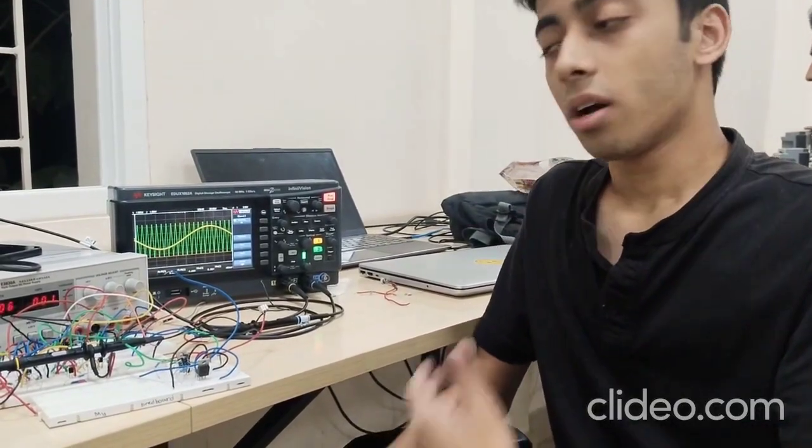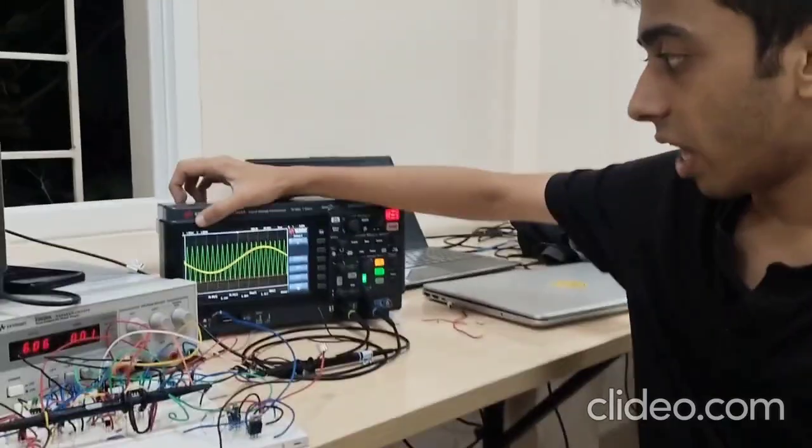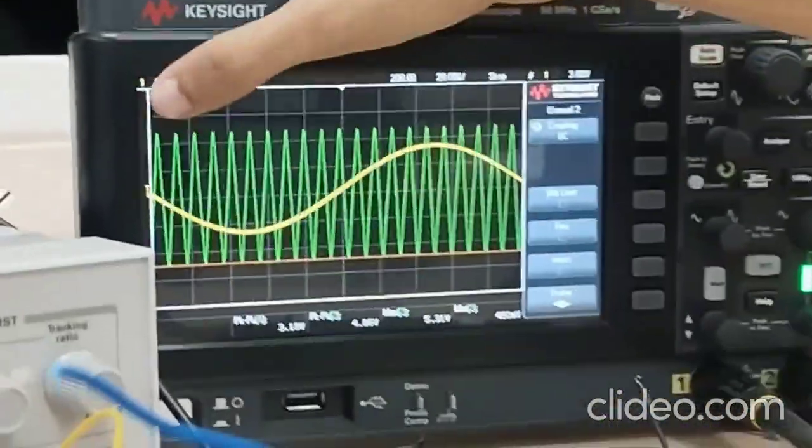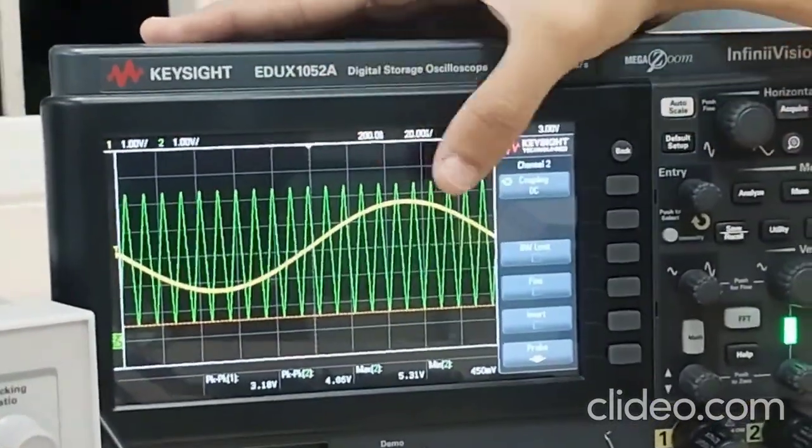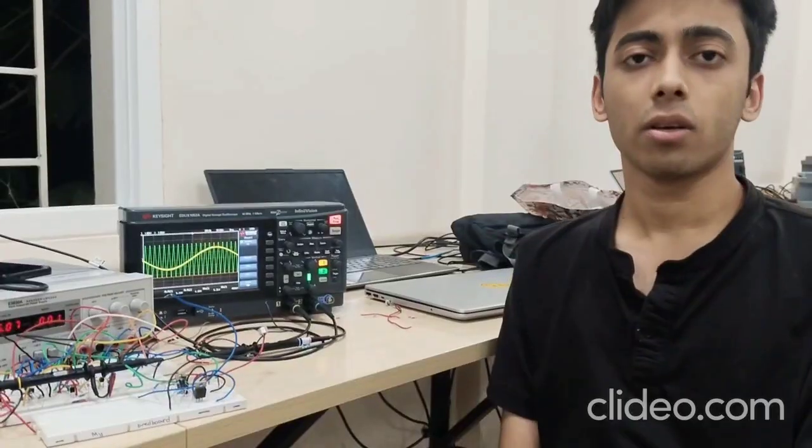Once we have the triangle wave generated from the triangle wave generator, we use the triangle wave and the input amplified signal, and we compare them so as to produce a PWM wave. So here we have the triangle wave which we have generated from our triangle wave generator and the amplified input signal. We compare this generated triangle wave with the amplified input signal.